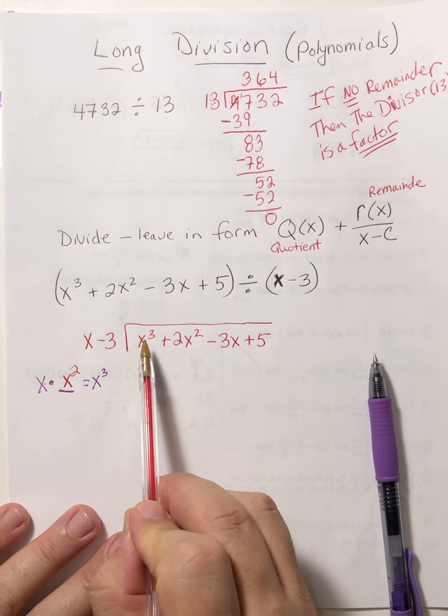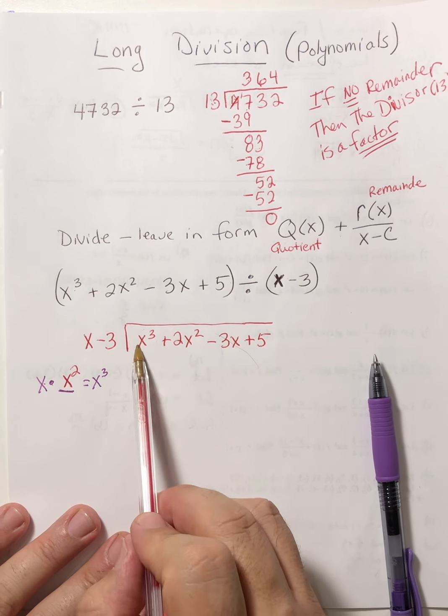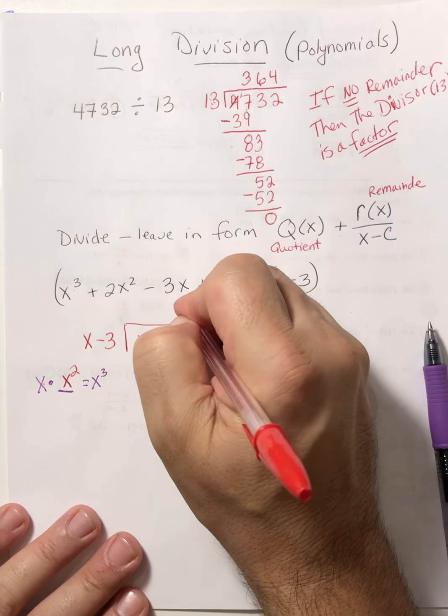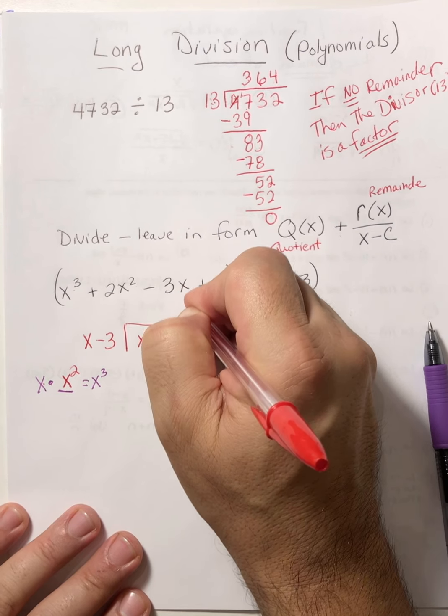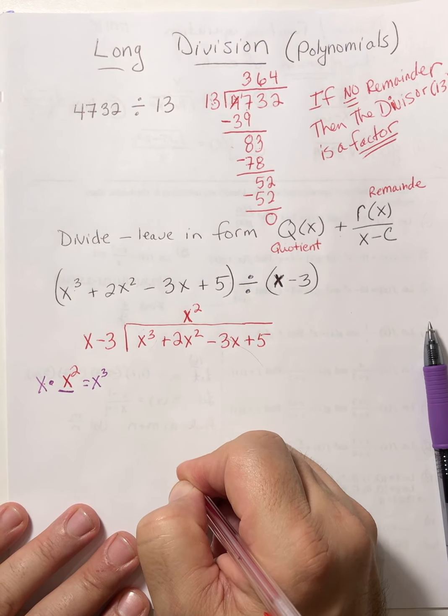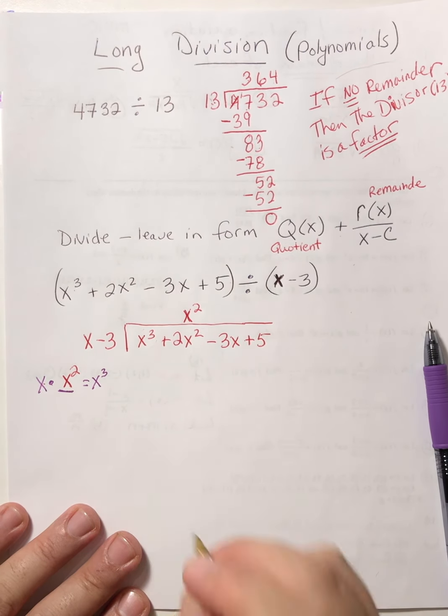It does not go above the 3, because then it doesn't line up. We have to go above the x squared, the 2x squared. All of your exponents, when they line up, will be the same. So this column right here will be an x squared column, and this column right here will be all x cubes.